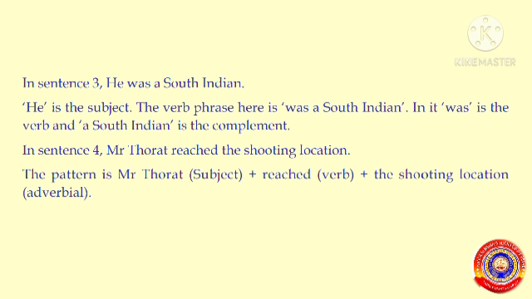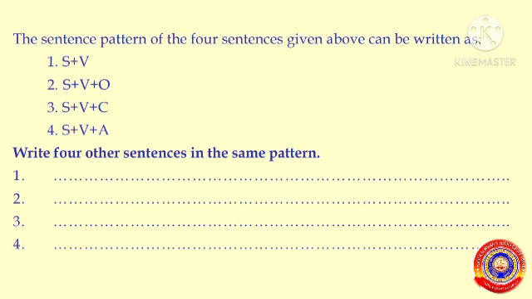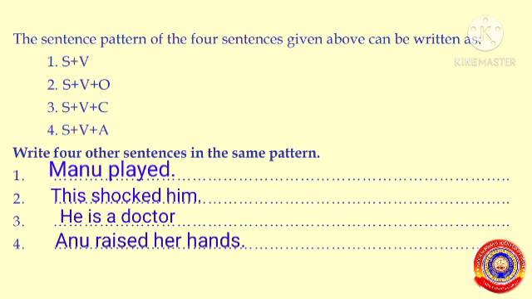We had already discussed the adverb. So the sentence patterns of the 4 sentences given above can be written as S plus V, subject plus verb; SVO, subject plus verb plus object; SVC, subject plus verb plus complement; and SVA, subject plus verb plus adverb. So write 4 other sentences in the same pattern. I'll give you some examples. Manu played. This shocked him. He is a doctor. Anu raised her hands. Try to write some other 4 sentences in the pattern given above.